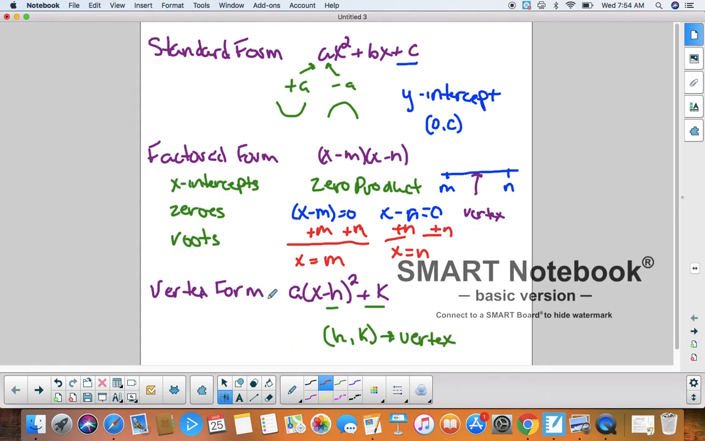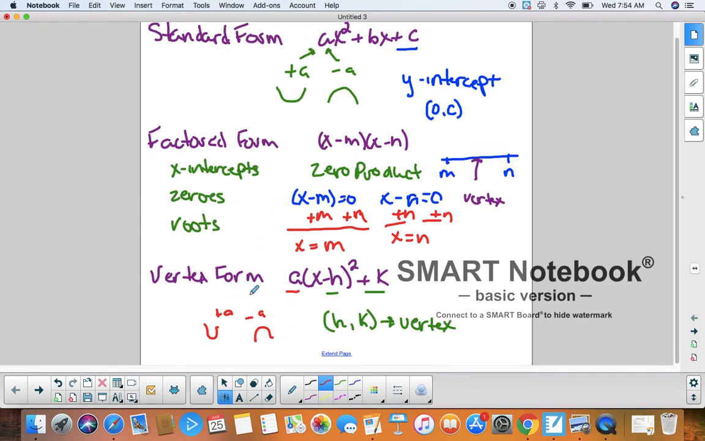I still have my a value here. Again, if it's positive a, we know the parabola is going to open up. If it's negative a, we know the parabola is going to open down. And for any one of these forms, if you want to find the y-intercept from factored form or vertex form, we can always let x equal 0 and do out some basic mathematics and find where this parabola is going to cross the y-axis. Okay?